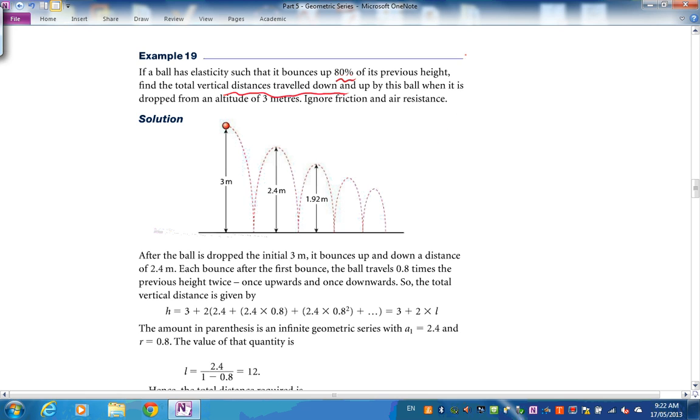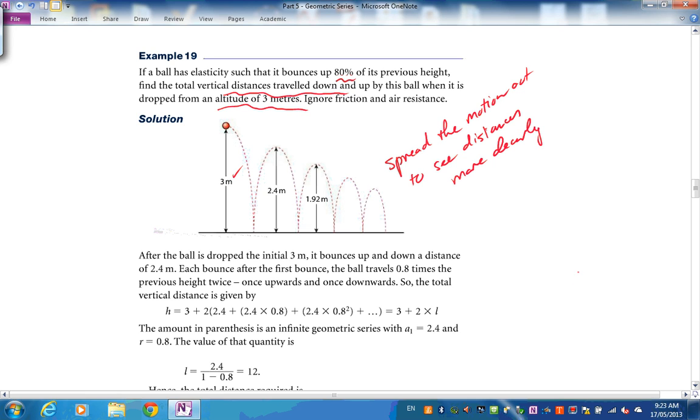Ignore friction and air resistance. So here we're going to start with an altitude of 3 metres. Now obviously this diagram isn't correct. Usually the ball would in fact be bouncing up and down in the one spot and get smaller and smaller. So we've spread the motion out for clarity, to actually see the distances more clearly. But it would be the ball bouncing up and down in the one spot.